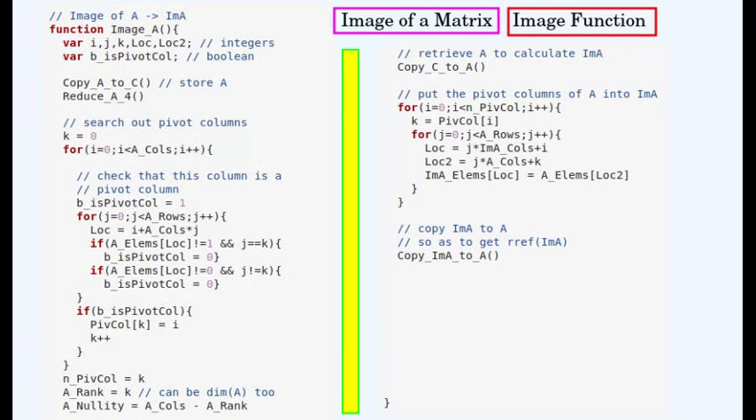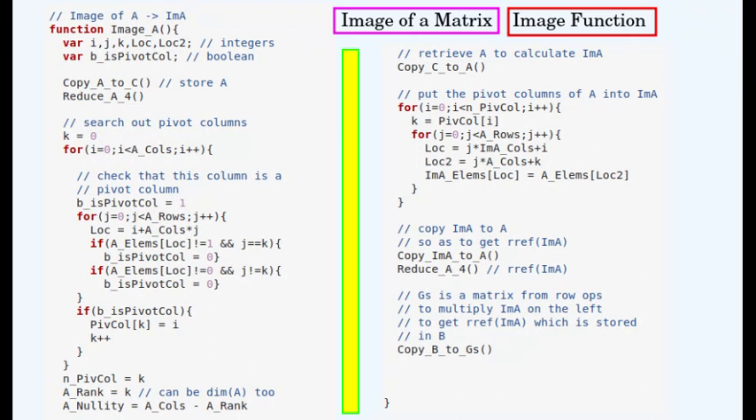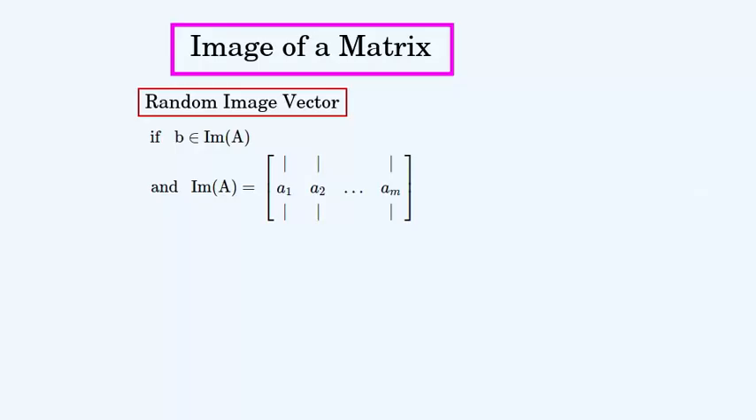This is where we'll copy each entry from the matrix A into the image matrix ImA. Now to get the Gaussian matrix of ImA, we'll copy it to A so that we can get its reduced row echelon form and also its Gaussian matrix. We'll reduce it here. The Gaussian matrix should now be located in B. We'll copy this Gaussian matrix into the matrix GS, which is short for Gaussian. Then we'll retrieve A again from C. Now for a bit of theory about how to get a random vector in the image of A.